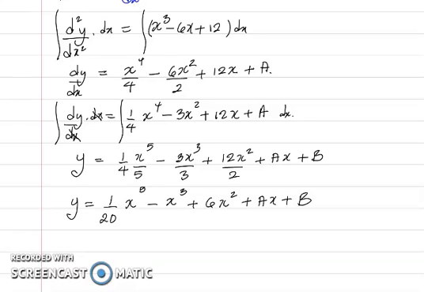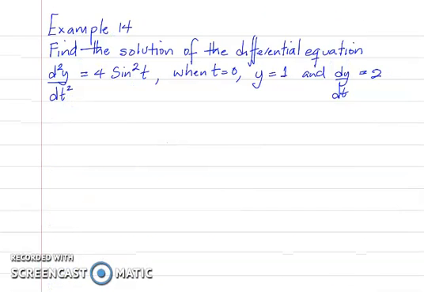All right, so let's have a look at a second example. Example 14 says find the solution of the differential equation d2y by dt squared is equal to 4 sine square t, when t is 0, y is 1, and dy by dt is equal to 2. So we have some information there which will allow us to find the two arbitrary constants.